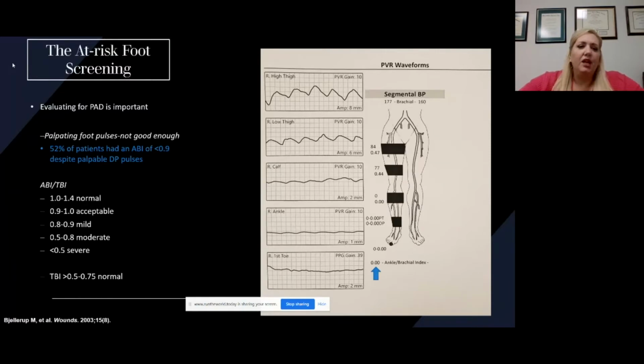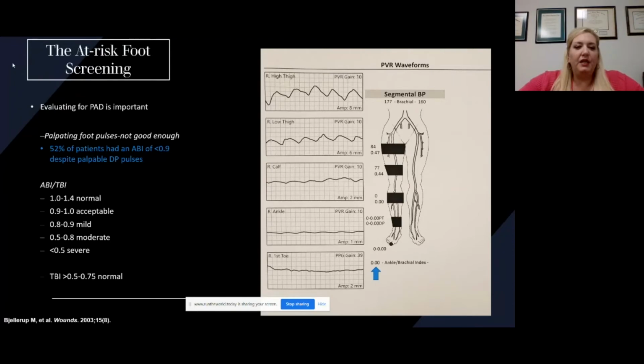You can see that between 1 and 1.4 is normal. Sometimes patients with diabetes will have hardening of the arteries, and therefore their ABI will be falsely elevated. So when you get an ABI in a diabetic patient that's 1.4 or higher, don't be fooled by that. It doesn't mean they have really good blood flow. It actually means that their vessels are calcified. So we're getting an abnormal elevated ABI.